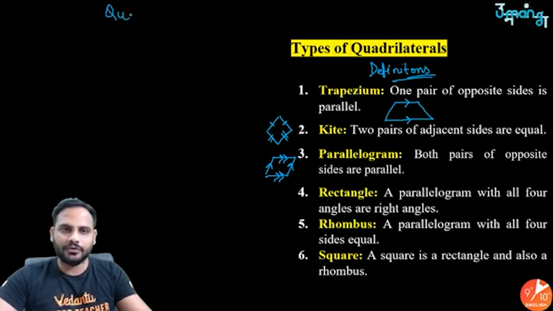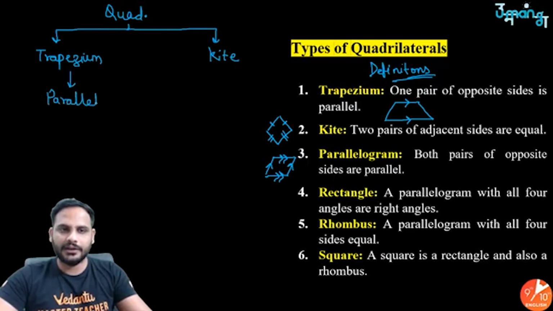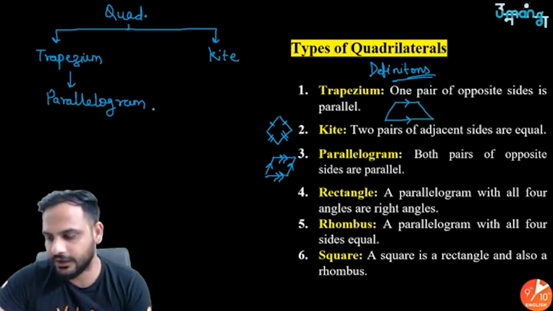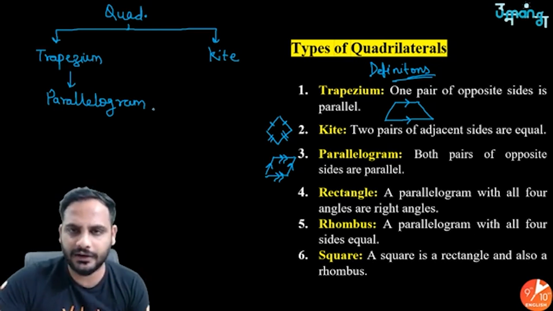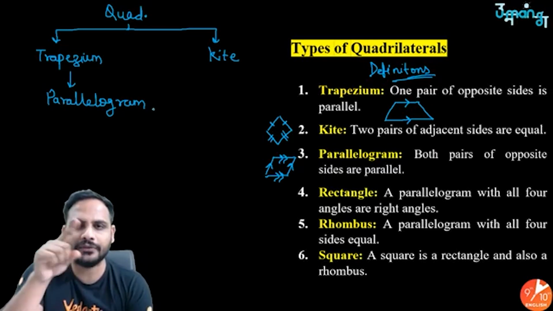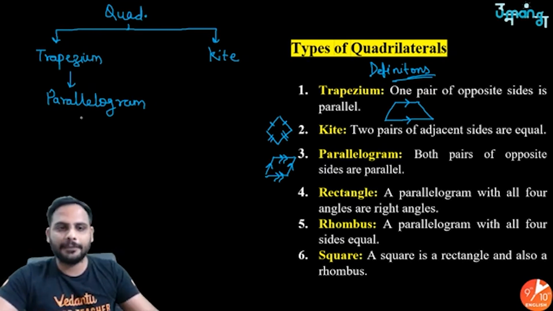So if we talk about quadrilaterals, one branch goes for trapezium, in which one pair of opposite sides are parallel. One branch goes for kite. Under trapezium, we can also say a parallelogram is a trapezium, because in a parallelogram we do have one pair of parallel sides. Actually we have two pairs, so it will also come under the category of trapezium. So these kinds of questions you can answer: all parallelograms are trapezium, yes. All trapeziums are parallelograms, false.